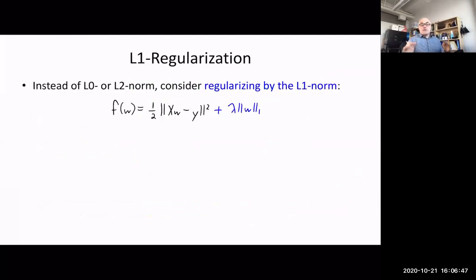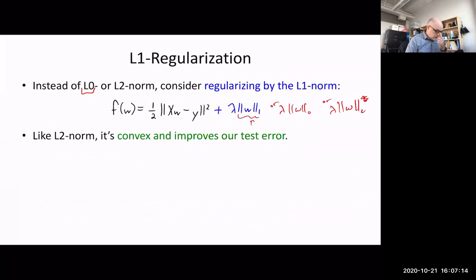We're going to go through this really quickly because we have a bunch of other stuff to do today. The basic idea is that instead of using the L0 norm here, we don't have to have the square if we don't want to, or the 2 norm. Let's think about actually regularizing by the L1 norm. So what does this do?